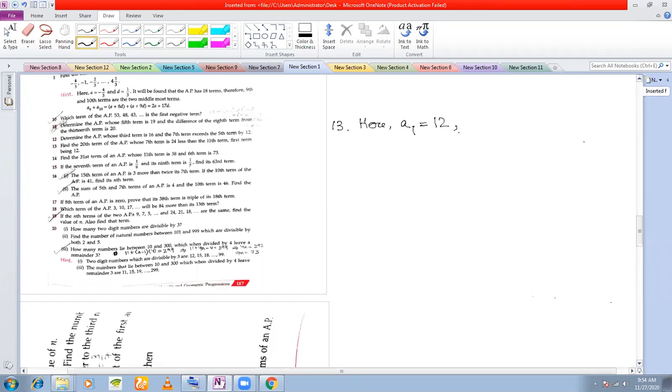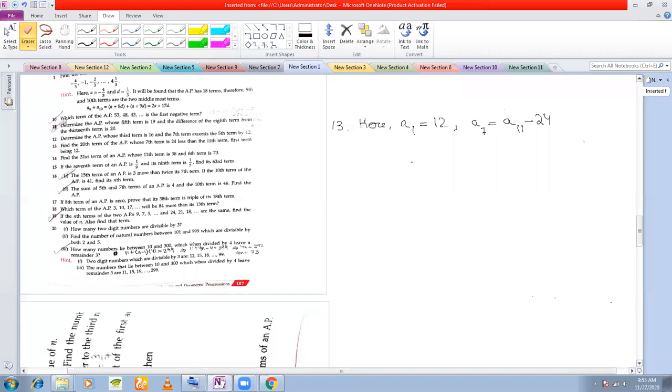Also, what is given here is that the seventh term is 24 less than the 11th term. That means A7 is equal to A11 minus 24. So these two are the relations that are given.